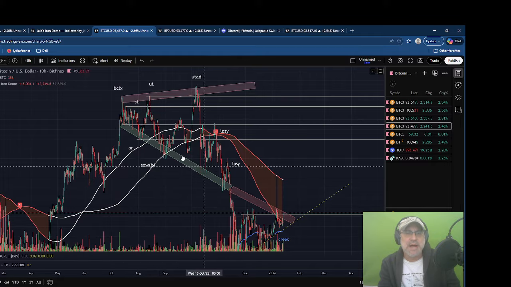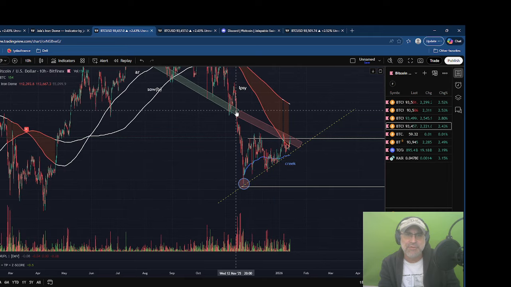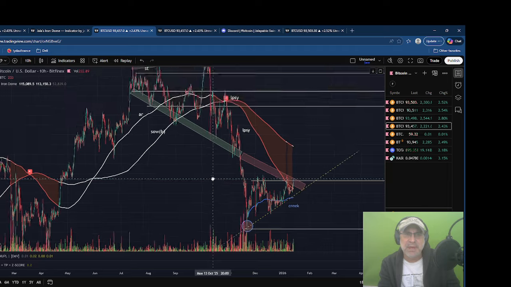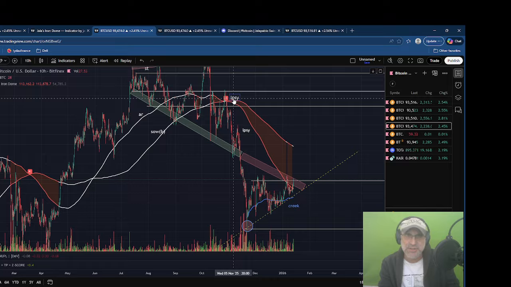And I drew it out here with the macro trend resistance and macro trend support lines until the support lines broke, and it fell through the structure here at this LPSY. Notice that right at this LPSY. Now this is on the 10-hour, the LPSY, which is the last point of supply.